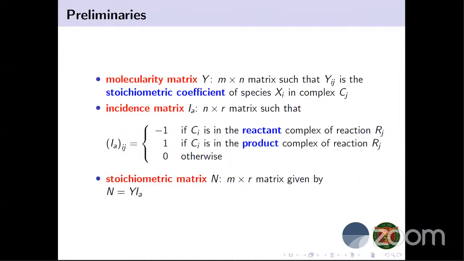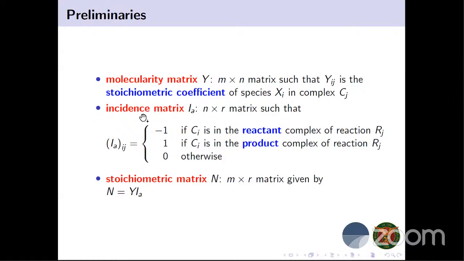We have a number of matrices. The first one is molecularity matrix. It's denoted by capital Y. It's an M by N matrix such that the ijth entry is the stoichiometric coefficient of species xi in complex Cj. So again, M is the number of species. So in our example a while ago, we have A, B, and C as species. So that would be M equals 3. And N is the number of complexes. There are 2 complexes, so N is equal to 2 in our example a while ago.